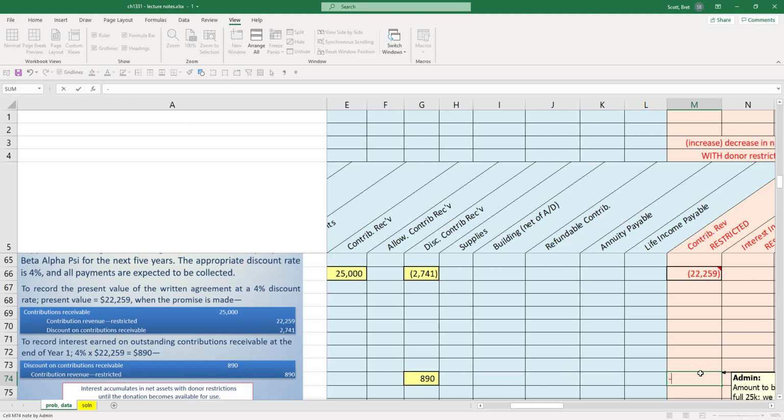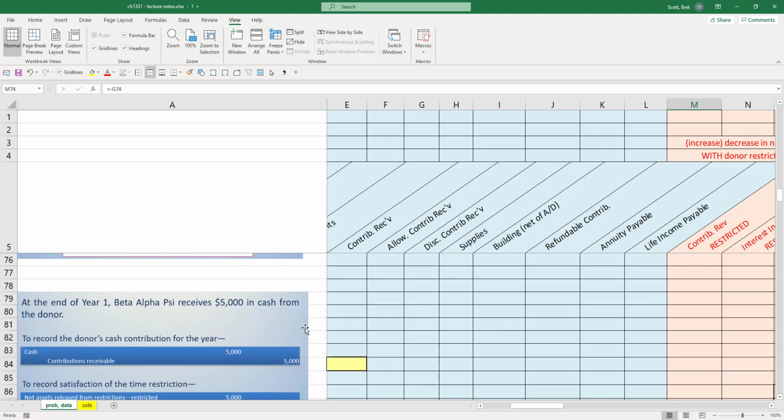890 becomes now part of this accretion, or shall we say appreciation, of the overall contribution revenue. The contributed revenue amount that's restricted in total is $25,000. But because of time value of money, we have to start in the basement. We have to say right now it's worth 22,259, but as we increase it every year, we will get up to the 25,000 little by little. So what does this result in right now? An accretion of 890.